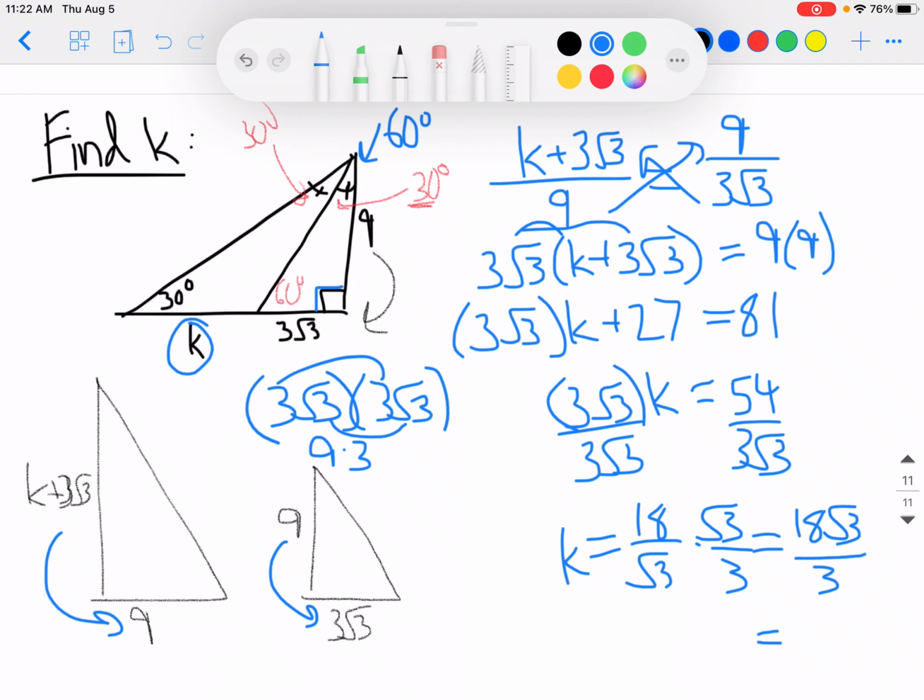Whew. All right, and there we go. We found the answer to the problem. We used similar triangles to set up a proportion to help us figure out what everything had to be.